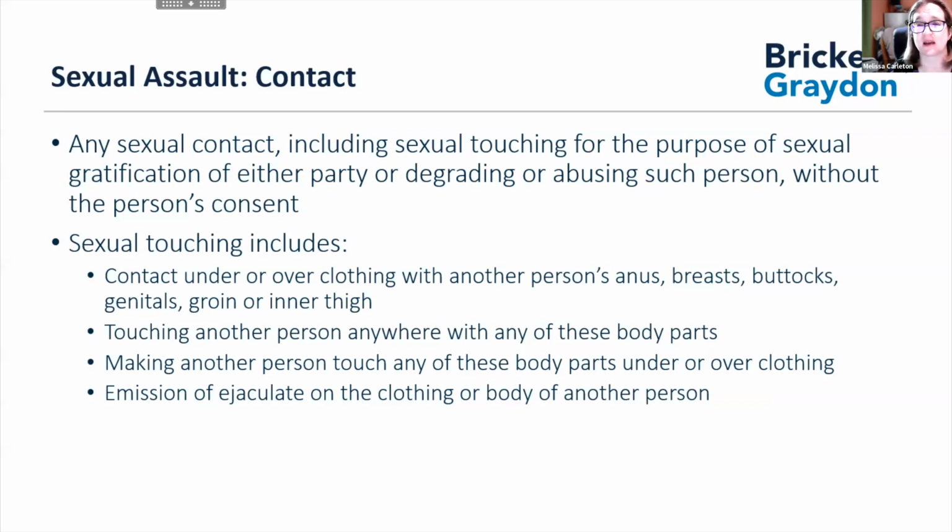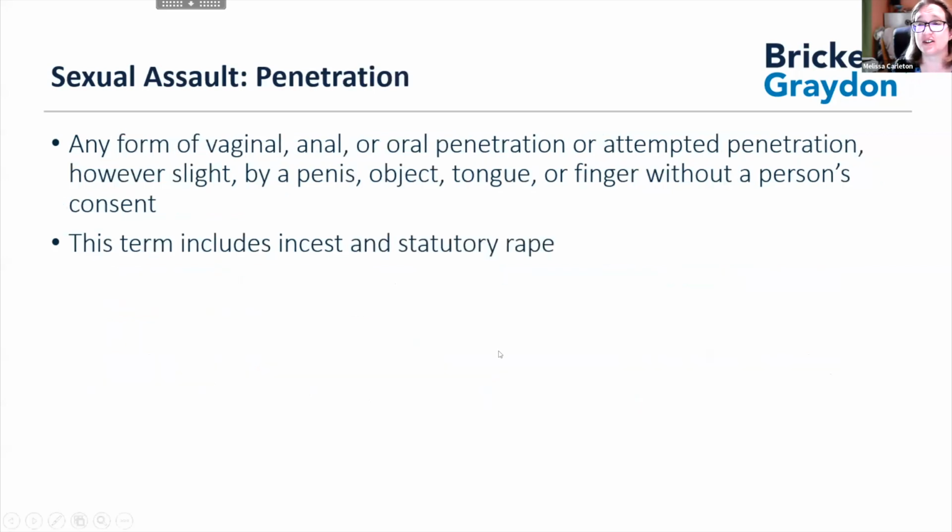So if any of those things happened, it would be considered potentially sexual assault contact under your policy. Sexual assault penetration involves, not surprisingly, penetration. So any form of vaginal, anal, or oral penetration or attempted penetration, however slight, by a penis, object, tongue, or finger without a person's consent. This also includes incest and statutory rape.